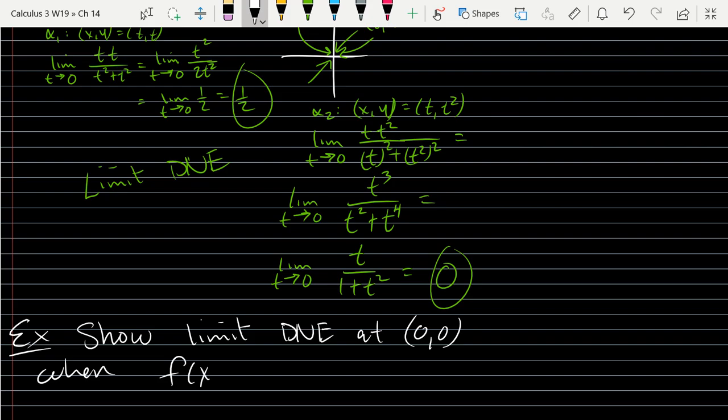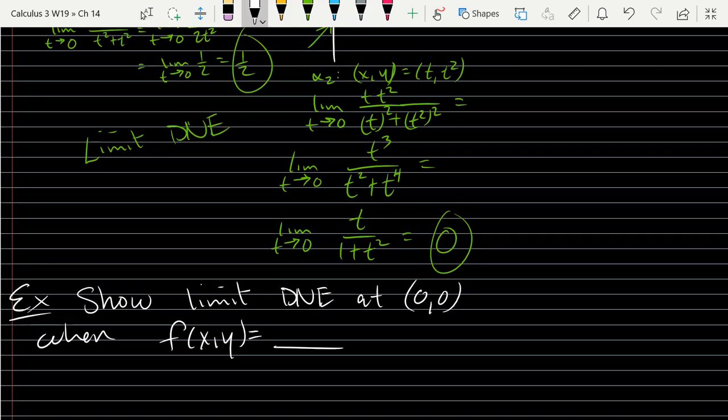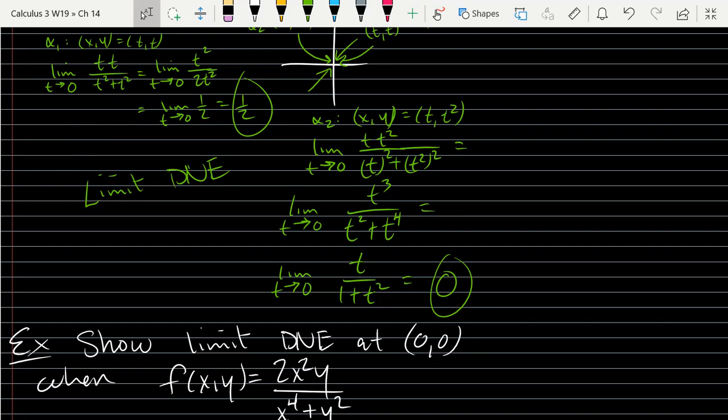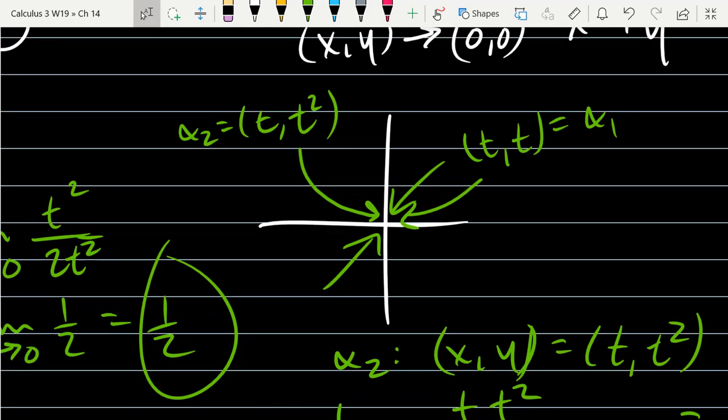So our last example we're about to do is show a function has no limit at (0,0). So our function f of x, y is 2x squared y divided by x to the fourth plus y squared. All right, so I'm already telling you the limit doesn't exist. So how are you going to go about showing this? We're going to find multiple paths, just like we did last time, that lead to different limit values.